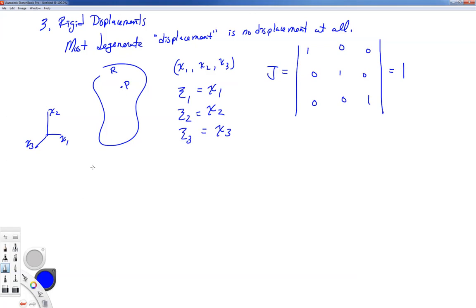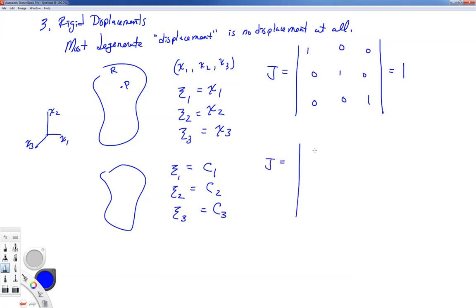Well, there's another type of displacement that we can have. Let's say that xi1 is equal to a constant, xi2 is equal to another constant, and xi3 is equal to yet another constant. Well, when we take the partial derivative of this with respect to x, we get 0, but yet we have 1 along the diagonals. Or C1, C2, and C3. If we evaluate it as the partial derivative of xi i with respect to x j.